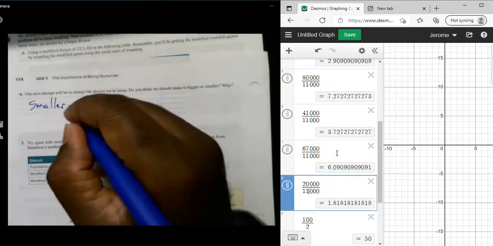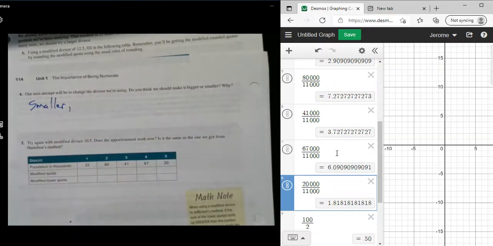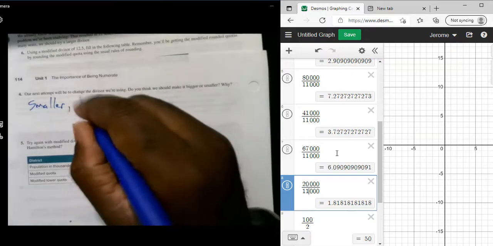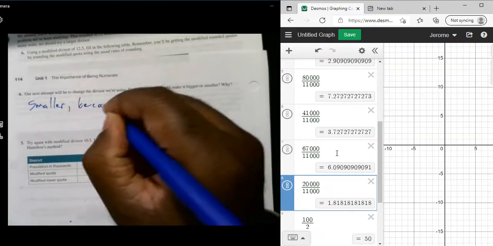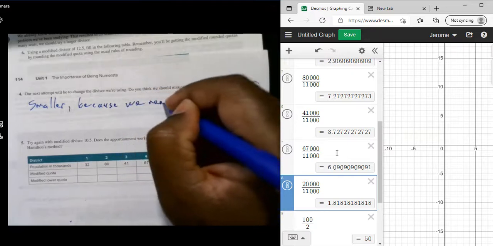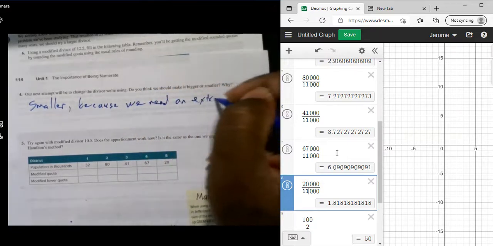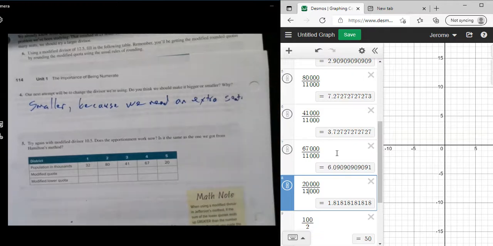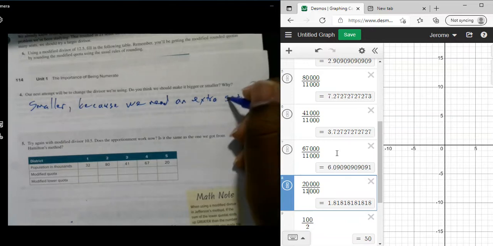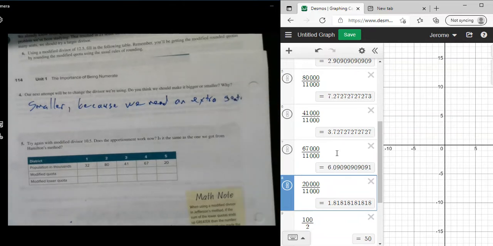Because when you make that smaller than the, I forgot how to word it. Smaller because we need an extra seat. If we needed to go down, and a word you were looking for is denominator, if we need to go down, then that means we would have made the denominator larger. But since we need an extra seat, we need to make it smaller.